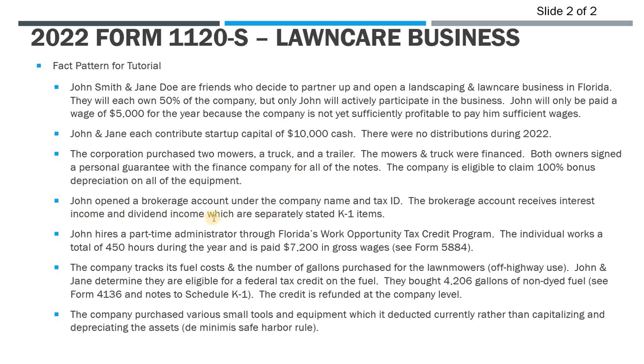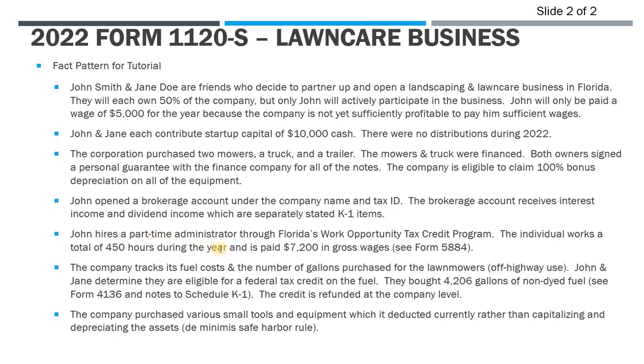Next element here, John opened a brokerage account under the company name and tax ID number. And so the brokerage account, they have just cash in there, and they did purchase some stocks that are paying out dividends. And so they received some interest income and some dividend income, and those are going to be separately stated K-1 items. And so we'll look at that in more detail as well.